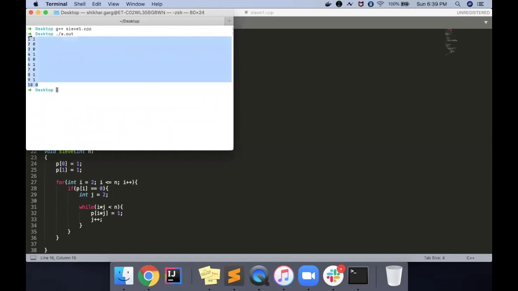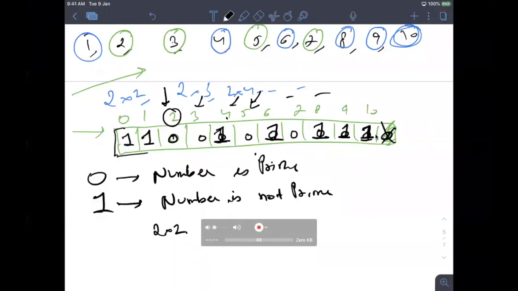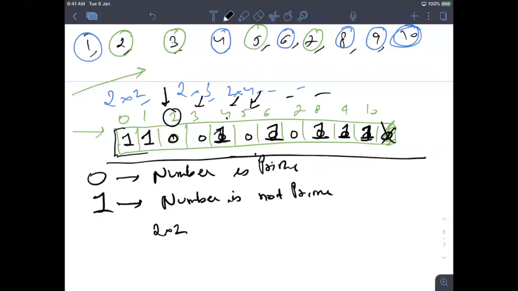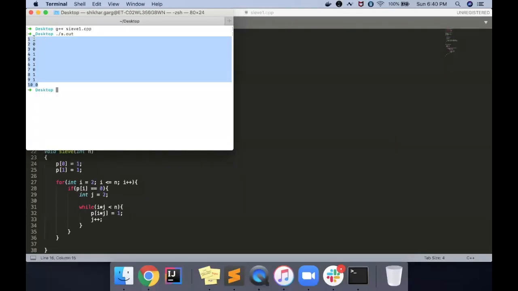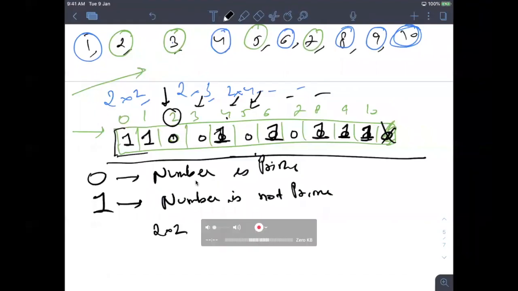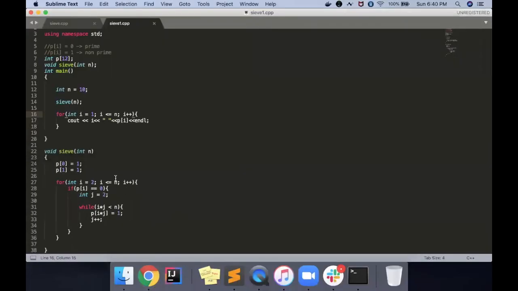Okay, so now we have got the array that we discussed. If you compare it with this array: 0 and 1 are not prime, 2 is a prime number, 3 is a prime number, 4 is not a prime number, 5 is a prime number, and 7 is a prime number. And 10 is not a prime number, because we have to mark it also.